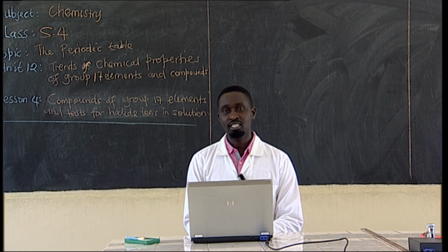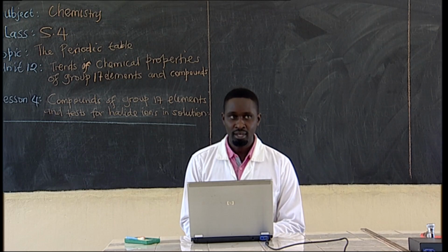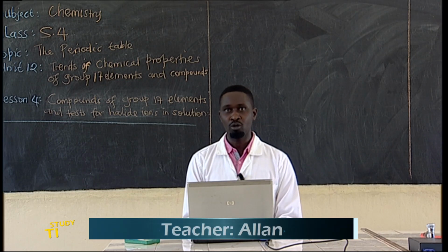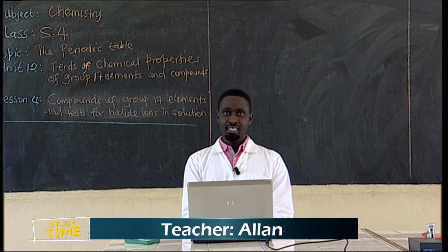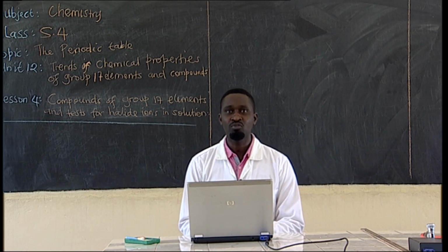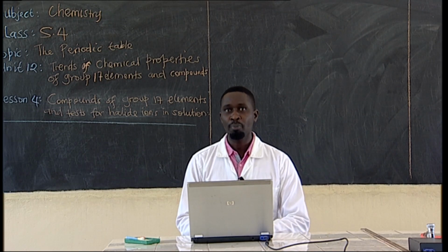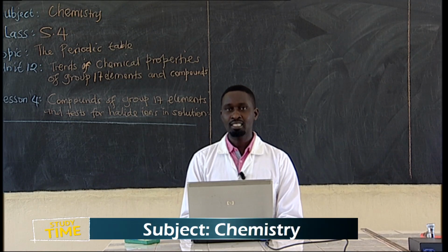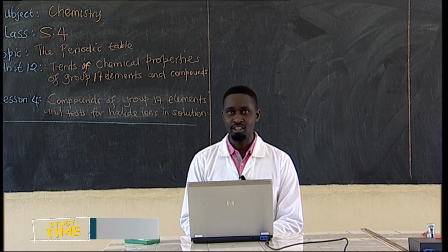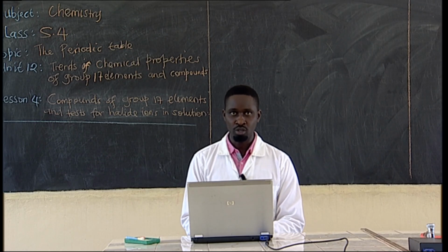So we are still on topic 3, the periodic table, and unit 12 about chemistry of group 7 elements. This time we are heading in for lesson 4, which is about compounds of group 7 elements and tests for the halide ions in solution. That's what we're going to focus on.